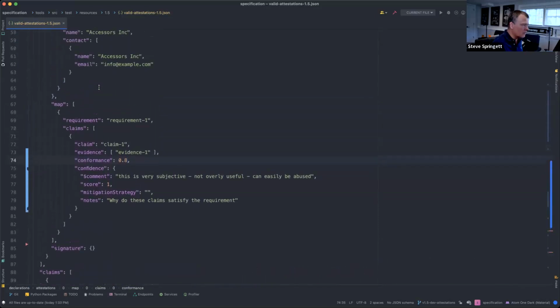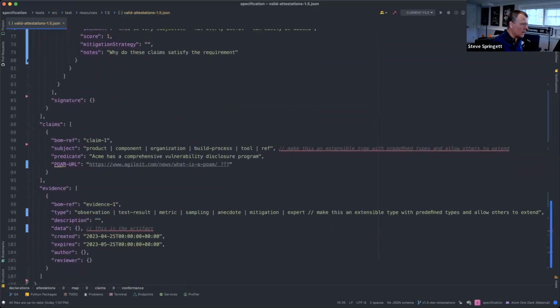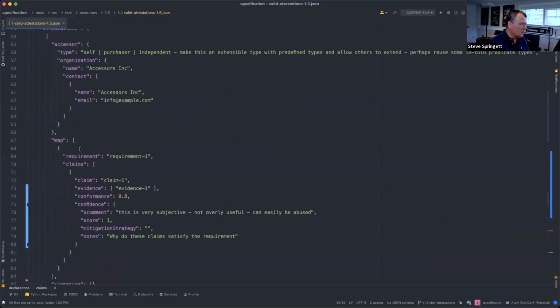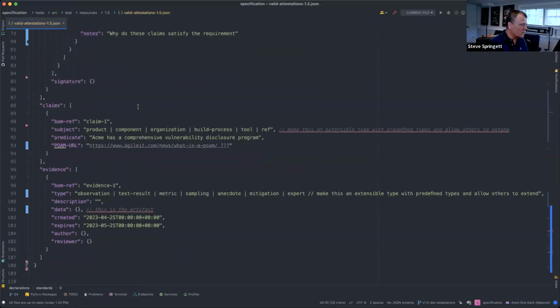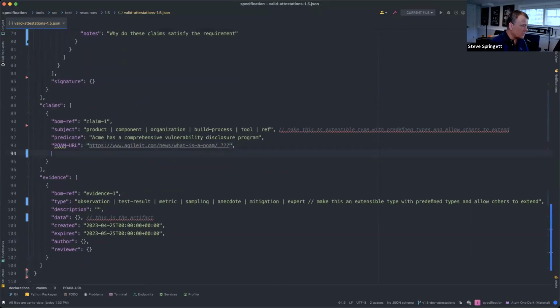This is looking good. This is looking real good. I'm going to add this as an external reference as well. So that'll be an external reference. Where's my external references thing? So I'll make this an external reference. We'll get this out in 1.5.